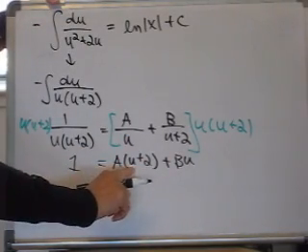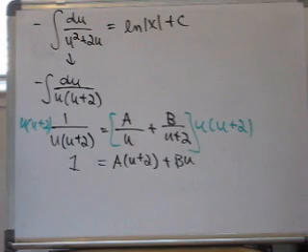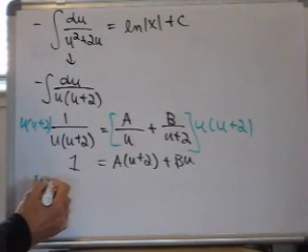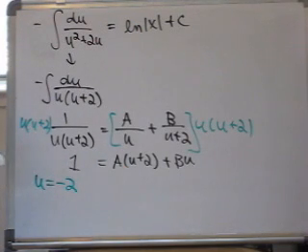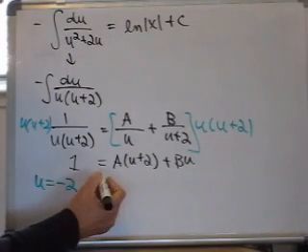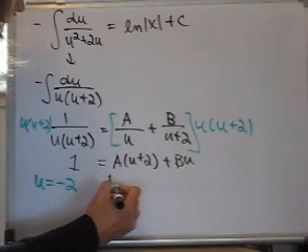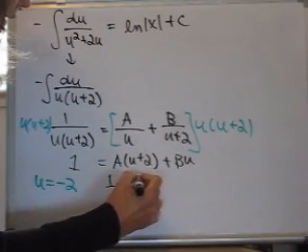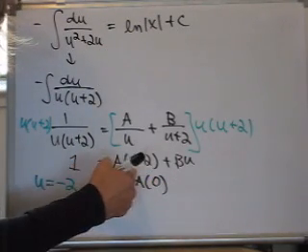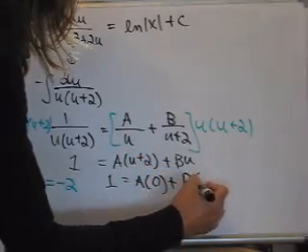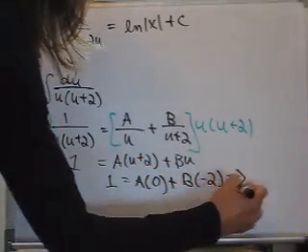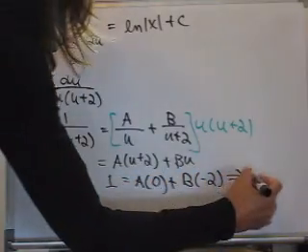To solve for a, I'm going to plug in u equals negative 2, because that is going to give me, actually it's going to help me solve for b. If I plug in u equals -2, the term involving a is going to drop out. So if I substitute u equals -2, I get 1 equals a times 0, because -2 plus 2 is 0, plus b times -2, which is going to tell me that b is -1/2.